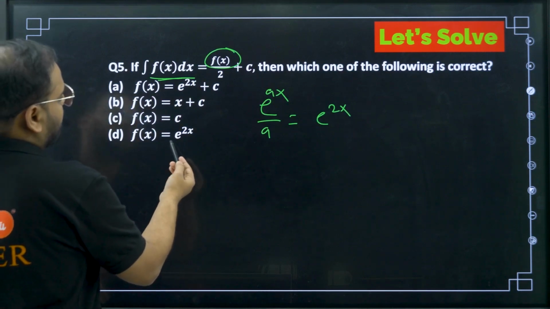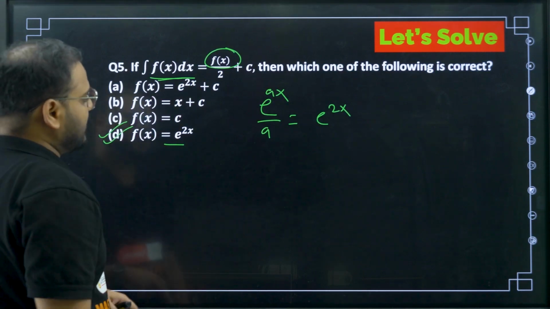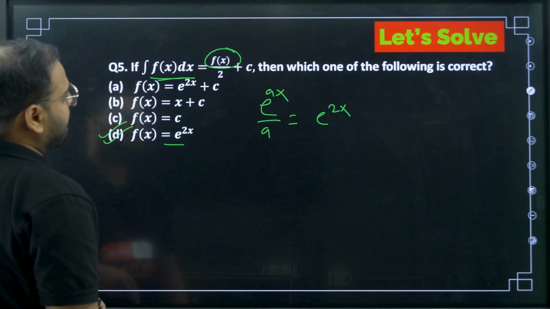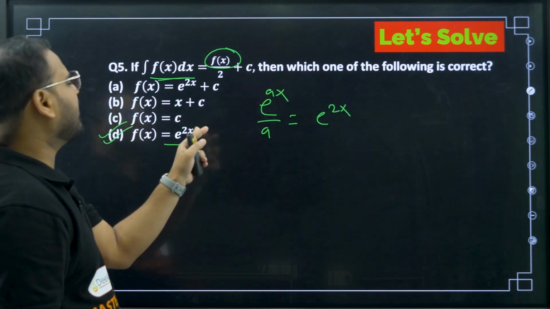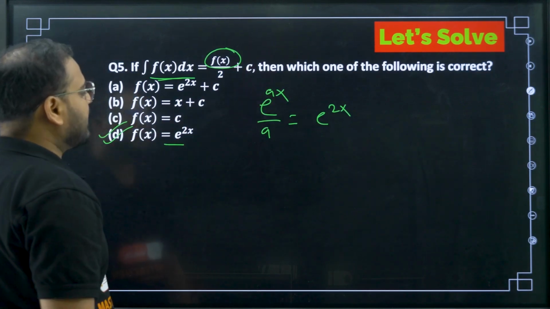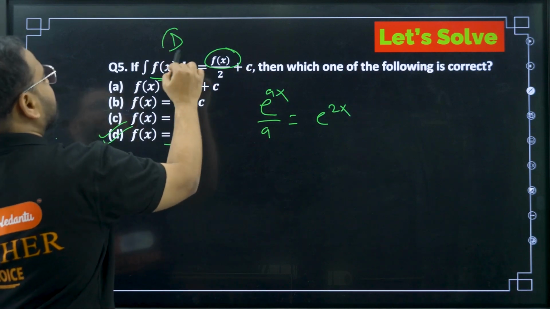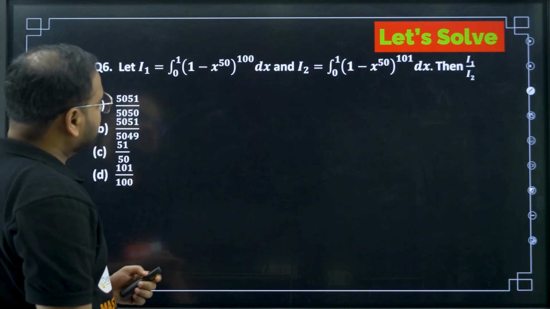Only one option is there: e power 2x as f(x). Not c, right? C will come after the integration, so why would I write c over there? So e power 2x is my answer. So it's D. Very simple question. Moving on.